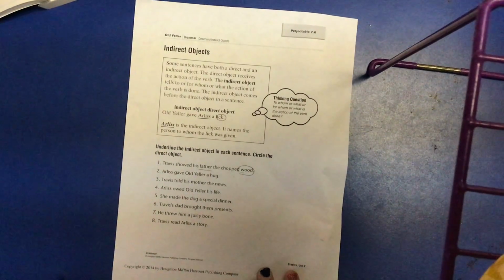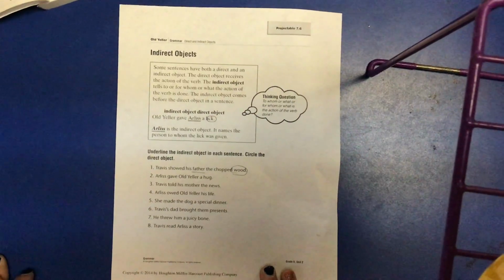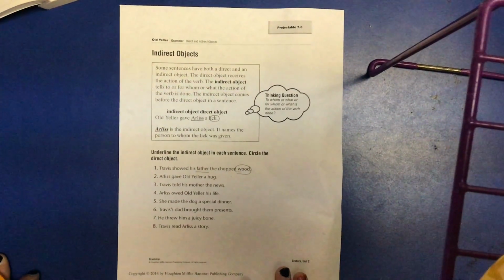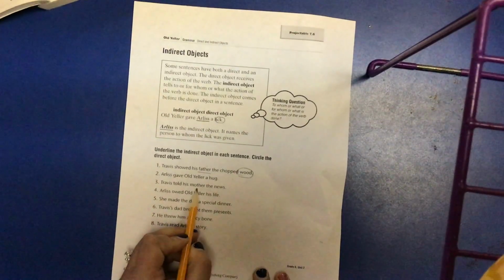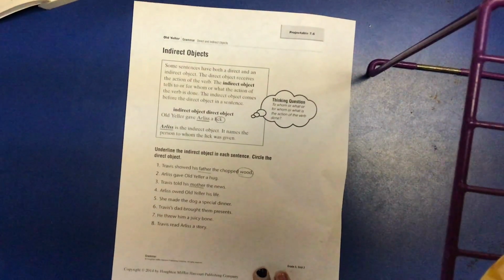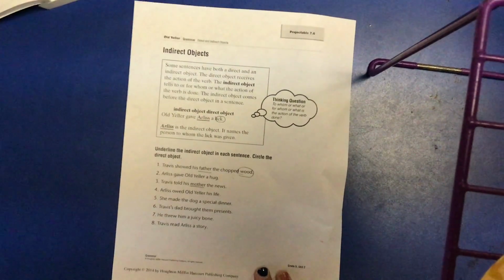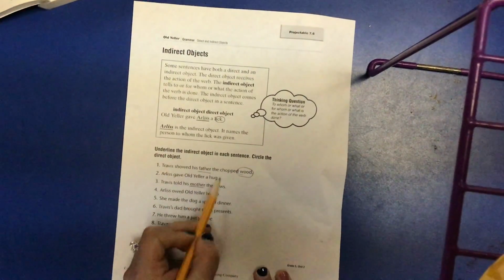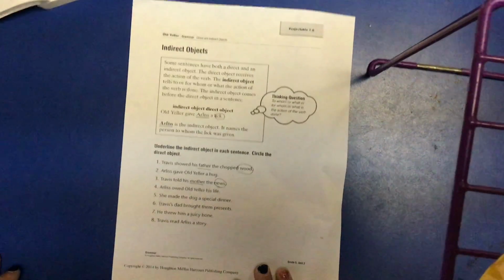Okay? 3, Travis told his mother the news. So the verb in this sentence is told. Well, what did he tell? He told his mother. That's who. Indirect is going to be who they're talking about, or who the verb is talking to. So he told his mother about the news. News is receiving that verb.